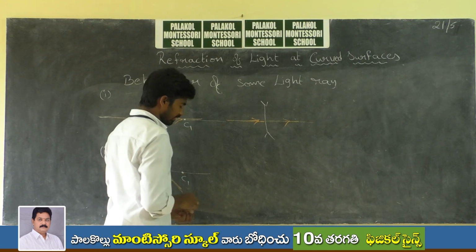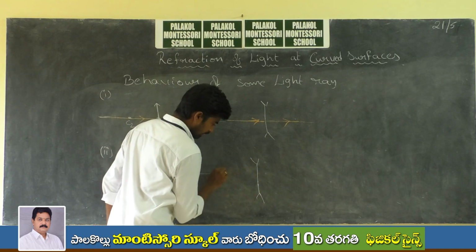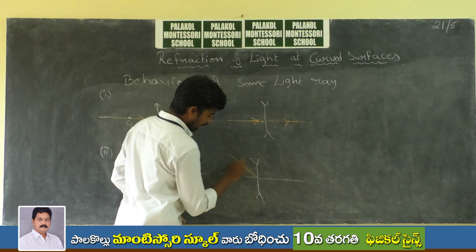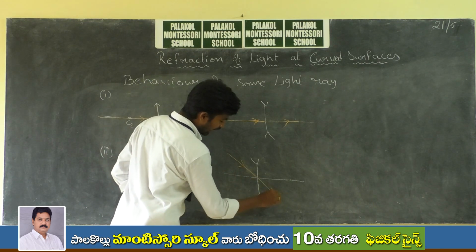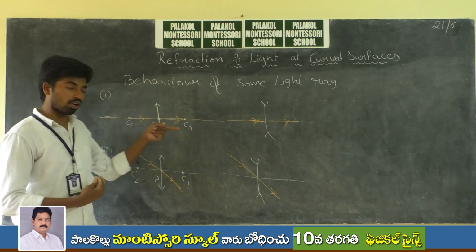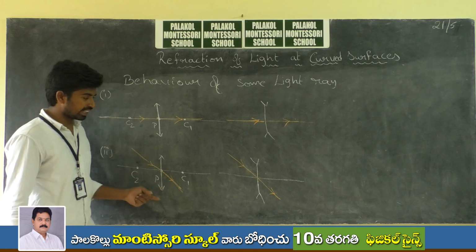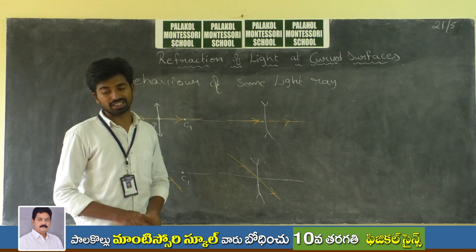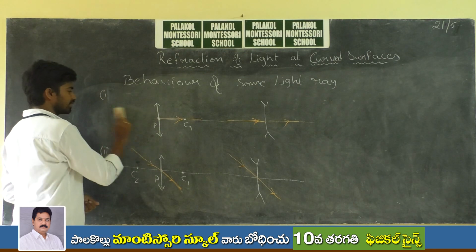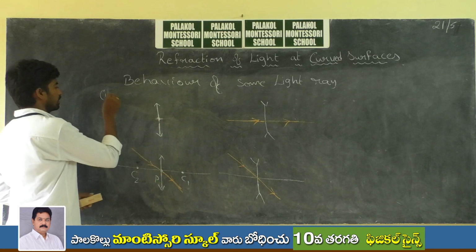Of course, if you consider the concave lens, when the light ray is passing through the pole, it follows an undeviated path. So when the light ray is passing along the principal axis, or when the light is passing through the pole, the light ray follows an undeviated path. So let us consider the third case.